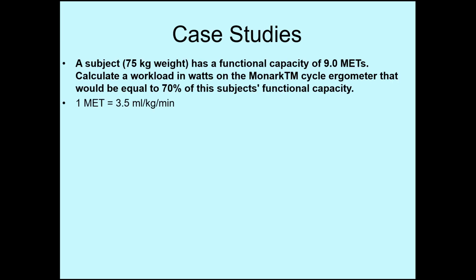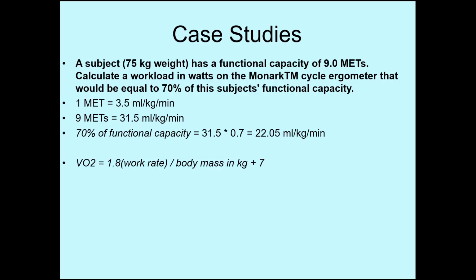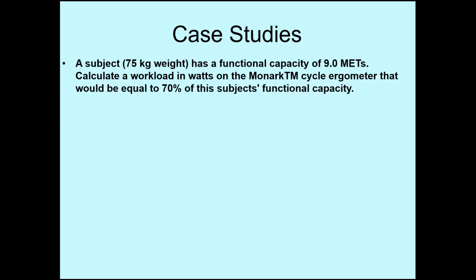All right, we'll do a couple more. This one's an interesting one because you're trying to figure out a certain percent of their max. So let me go back up. Just think about this question for a moment. A subject, 75 kilograms body weight, has a functional capacity. This is the same as saying a VO2 max, so an aerobic capacity of 9 METs. Calculate a workload in watts on a Monarch ergometer that would be equal to about 70% of their capacity.